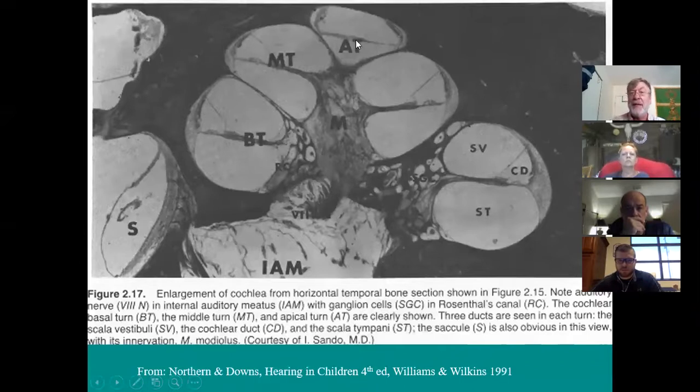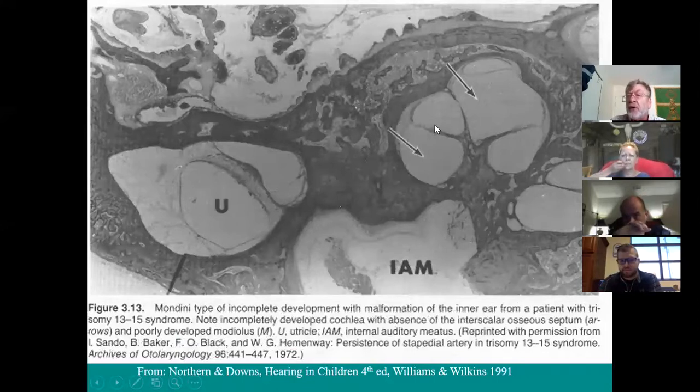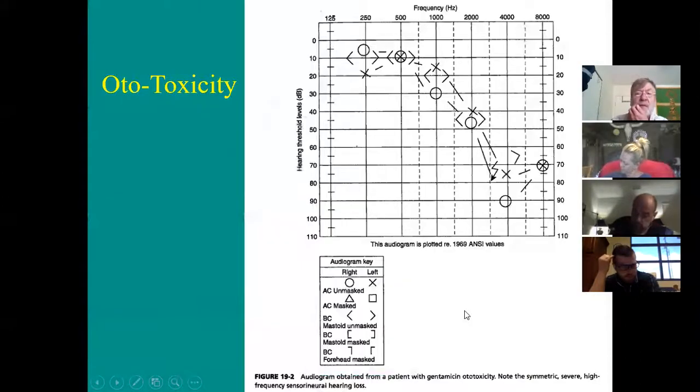So I didn't make this up. This is a real human cochlea. This is Mondini. Too few turns. And notice Reisner's membrane is very thin, easily torn. So just to give you an idea, incomplete development with malformation of the cochlea.